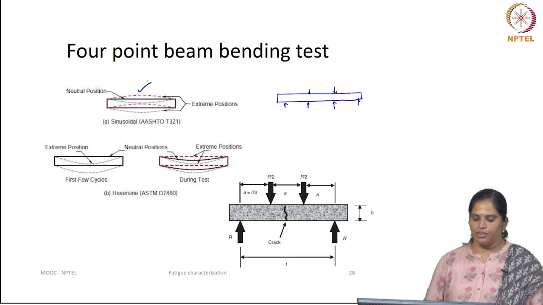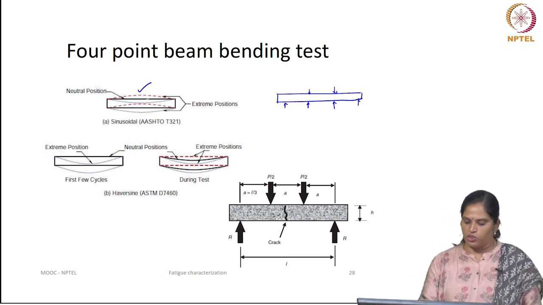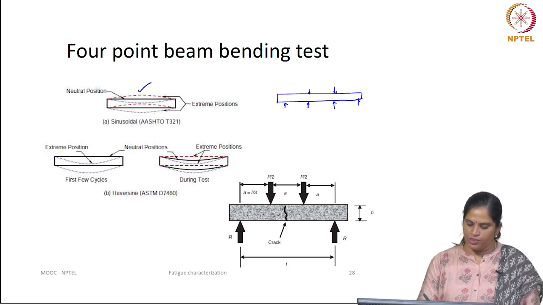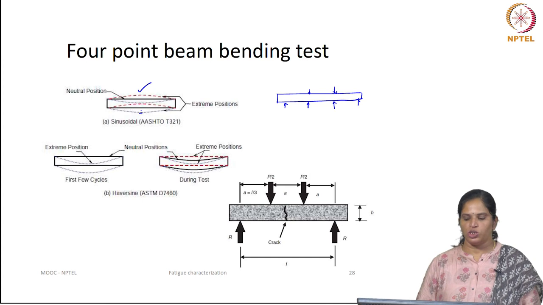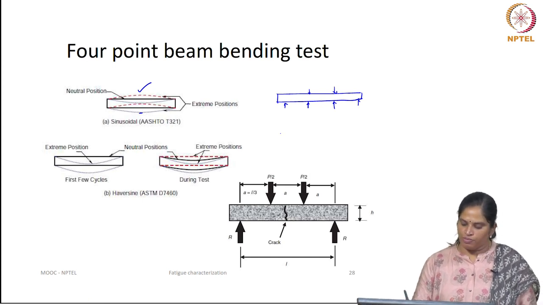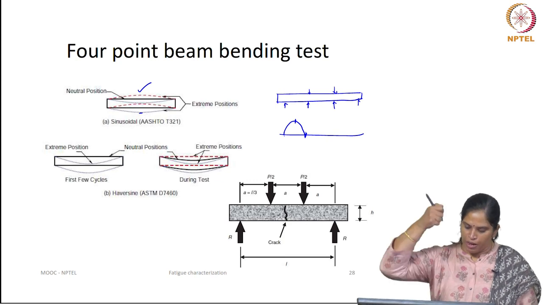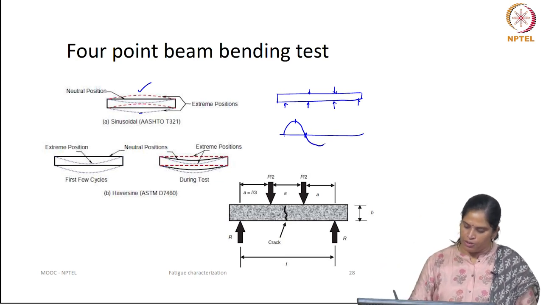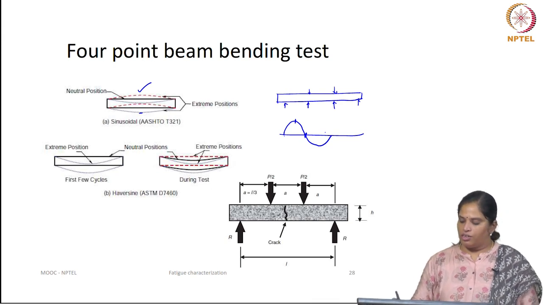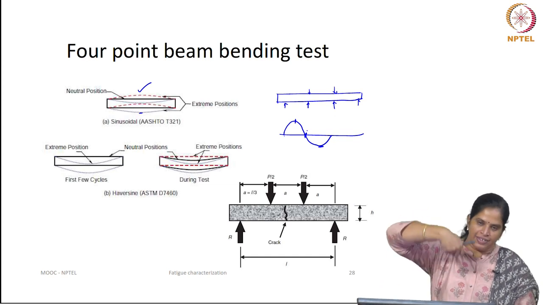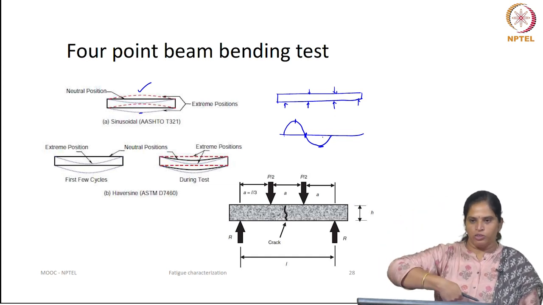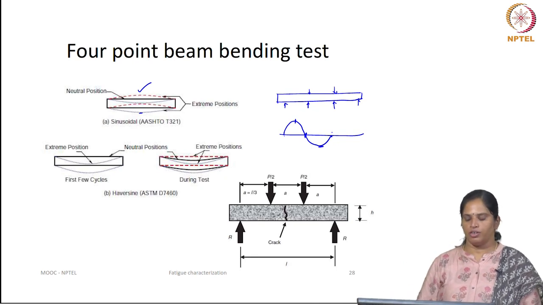Now you can see this example for a sinusoidal load, two extreme positions. When you pull the beam down, you will have this down position. The bottom will be subjected to tension. So, loading, pull the beam down, extreme position, the bottom will be subjected to tension. Coming back to the neutral position here, tension will be zero. Now you pull the beam up. So when you pull the beam up, the bottom will be subjected to compression. So maximum compression when the beam is at the extreme position, and then bring it back to the zero position, the compression will be zero, and we come to the original position.